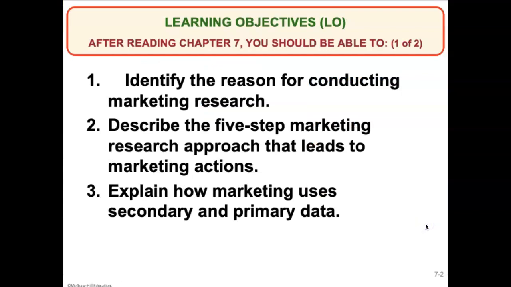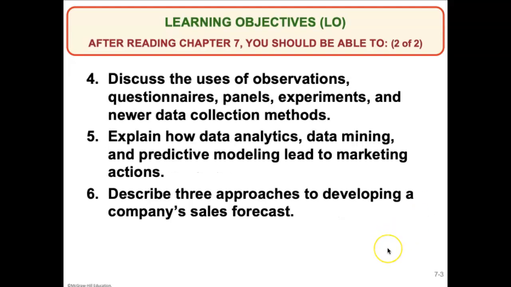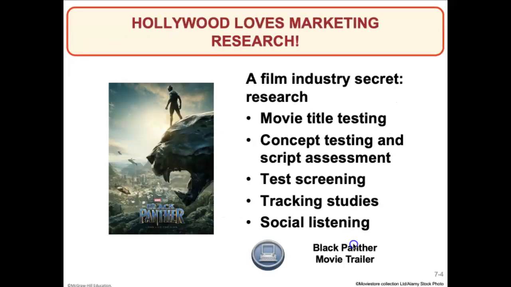Learning objectives include identifying the reason for conducting marketing research, looking at the 5-step marketing research approach, and explaining how marketing uses secondary and primary data. In addition to looking at uses of observations, questionnaires, panels, experiments, and other data collection methods, explaining how data analytics, data mining, and predictive modeling lead to marketing actions, and describing 3 approaches to developing a company's sales forecast.